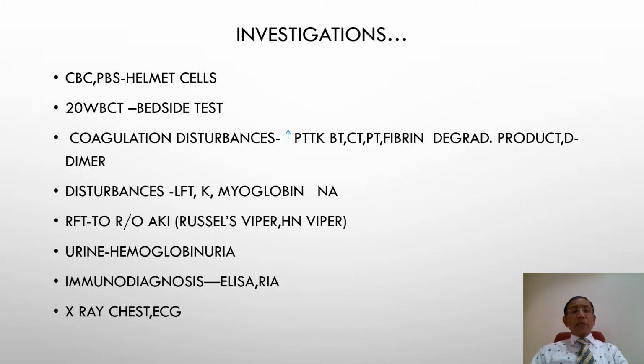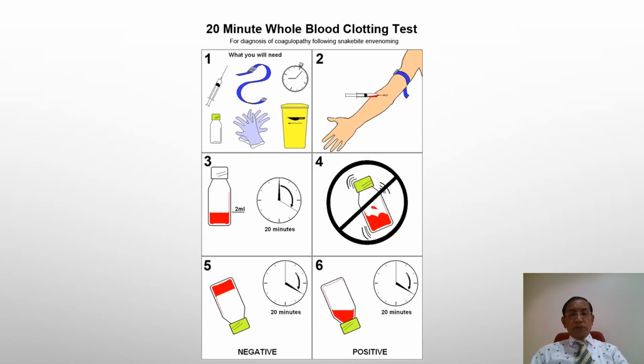Immunoglobulin studies or ELISA can be done, but are usually not commonly done, and X-ray and ECG are done as basic investigations. The 20-minute WBCT, whole blood clotting test, is the commonest bedside test done in case of snake bite. You take around 5 to 10 ml of blood in a special container like this, and the container is kept along with a watch with an alarm of 20 minutes, and at the end of 20 minutes you invert the bottle.